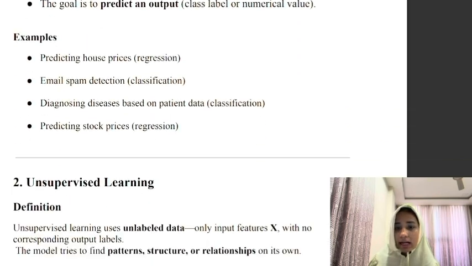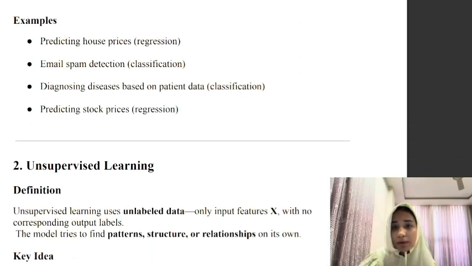What are its examples? Predicting house prices, which is regression. Email spam detection, which is classification, identifying which emails are spam. Diagnosing disease based on patient data: we have various data and we are classifying a particular disease, which is part of classification. Predicting stock prices, which is also regression. So these are examples of supervised learning.